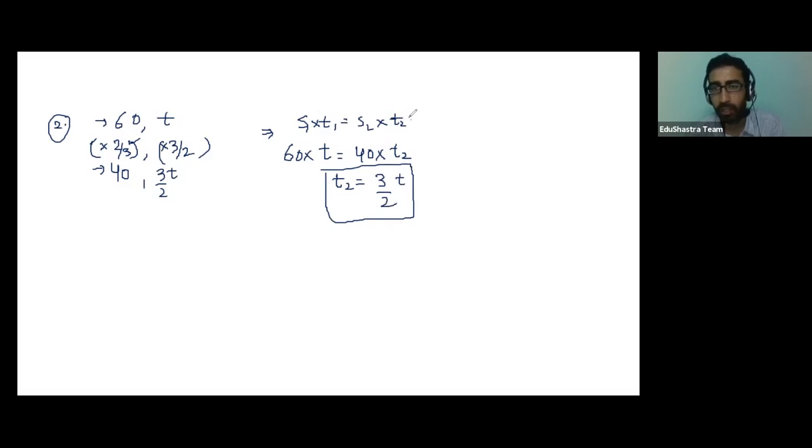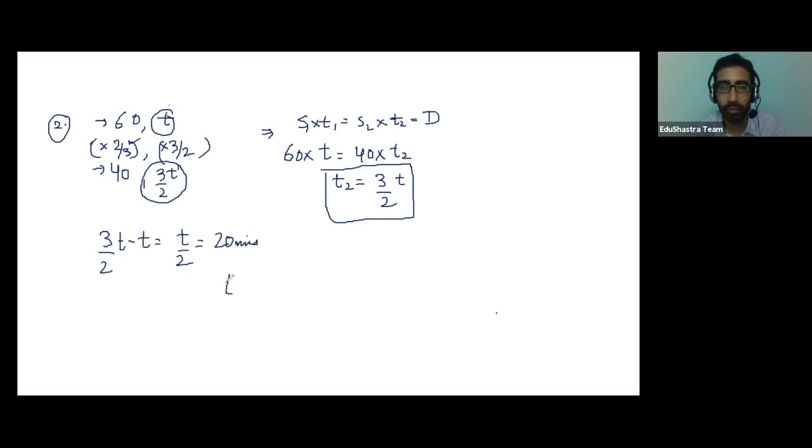Essentially because S1 into T1 and S2 into T2 are the same constant, which is equal to the distance that the person covers. And essentially the question here says that I now take 20 more minutes. It essentially means that the difference between the new time and the earlier time, 3/2 t minus t, or t/2, must be 20 minutes.